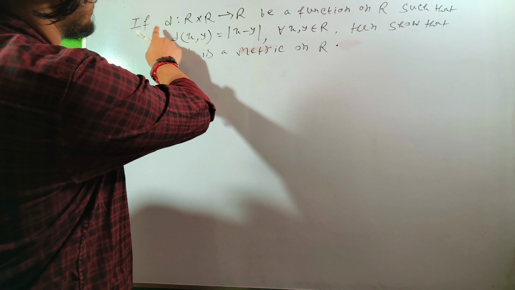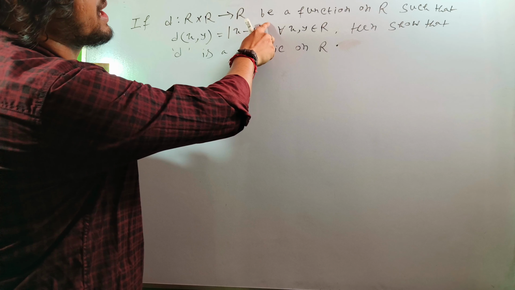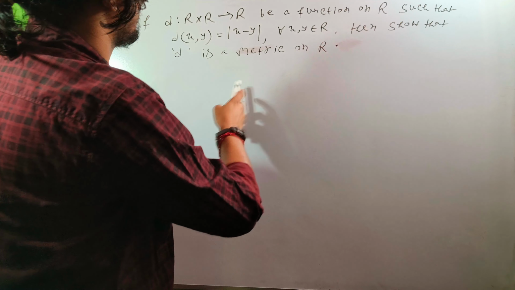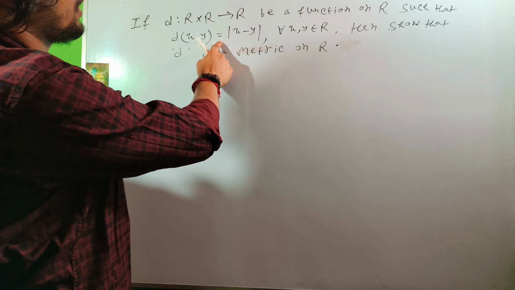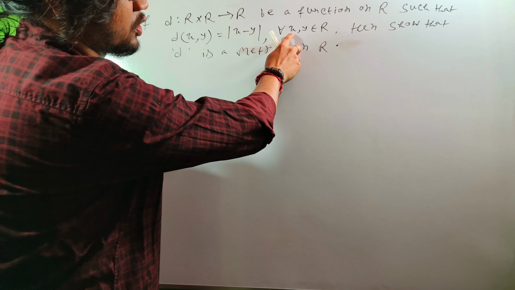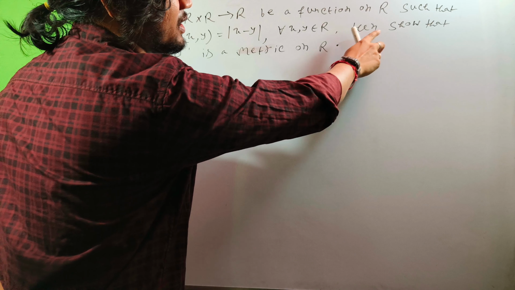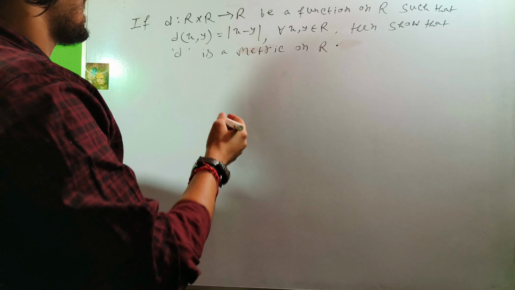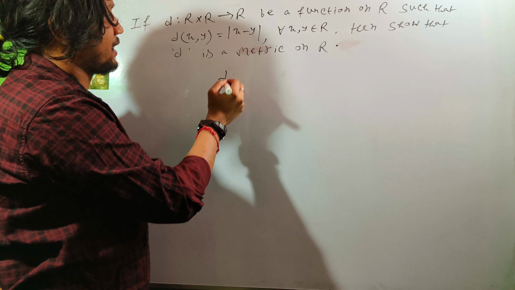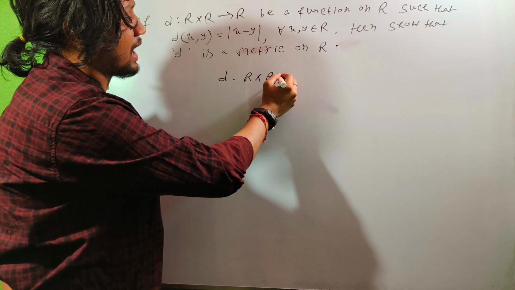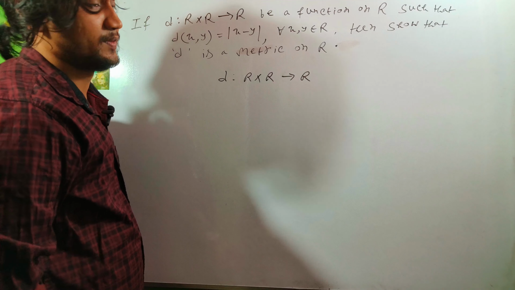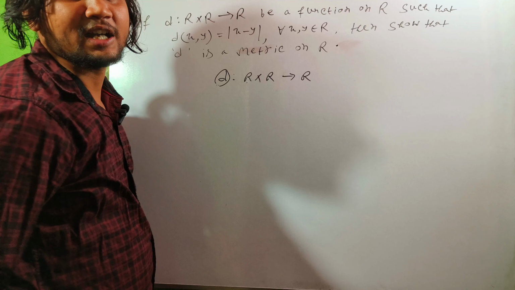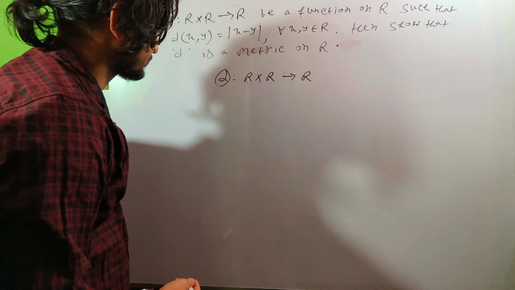Let D map R cross R to R be a function on R such that D of x comma y is equal to mod of x minus y for all values of x comma y belongs to R. Then show that D is a metric on R. We are given that D is a function from R cross R to R. And what we have to prove? We have to prove D is a metric on R, where R is the set of real numbers.